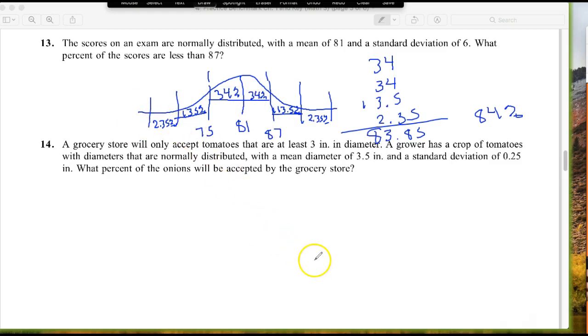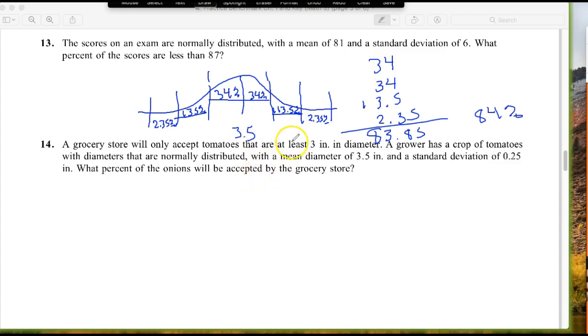All right. Let's go ahead and look at 14. A grocery store will only accept tomatoes that are at least 3 inches in diameter. A grower has a crop of tomatoes with diameters that are normally distributed, just like this, with a mean diameter of 3.5 inches. So let's use my normal distribution curve that I already drew up here. And now we're going to say our mean for the tomato that he grows is about 3.5 inches in diameter.